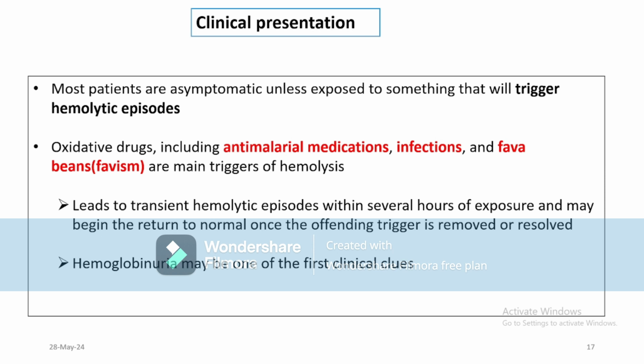So if you are G6PD deficient, you should be very careful. Once you're exposed to these things, it may lead to a transient hemolytic episode within several hours of exposure and may begin to return to normal once the offending trigger is removed or resolved. Normally, hemoglobinuria may be one of the first clinical clues. So if there is hemoglobin in urine, we suggest, okay, let's do a G6PD test. Once there's hemolysis, there's breakdown of hemoglobin, and we can determine that in urine as well.